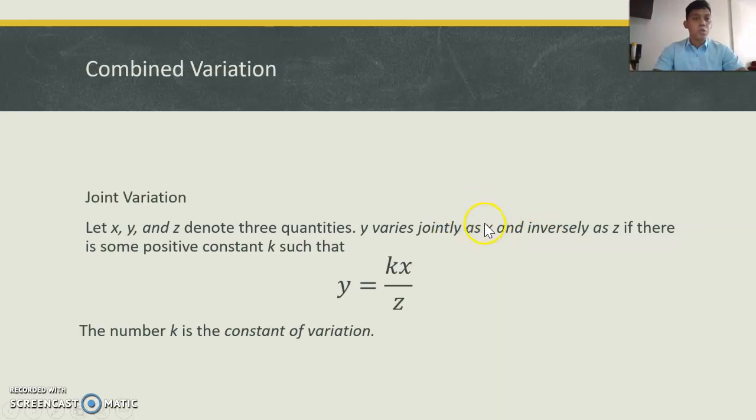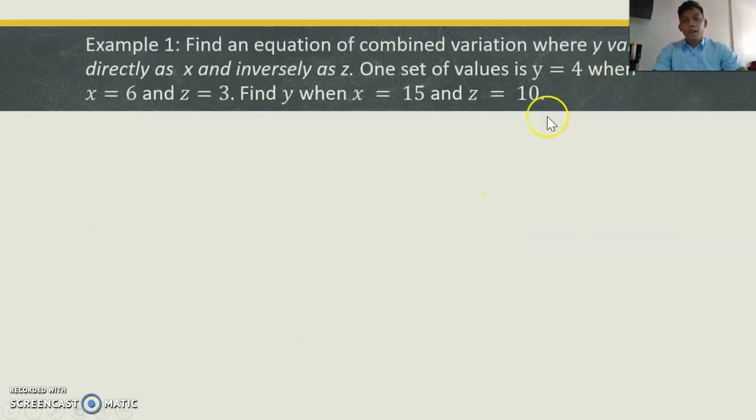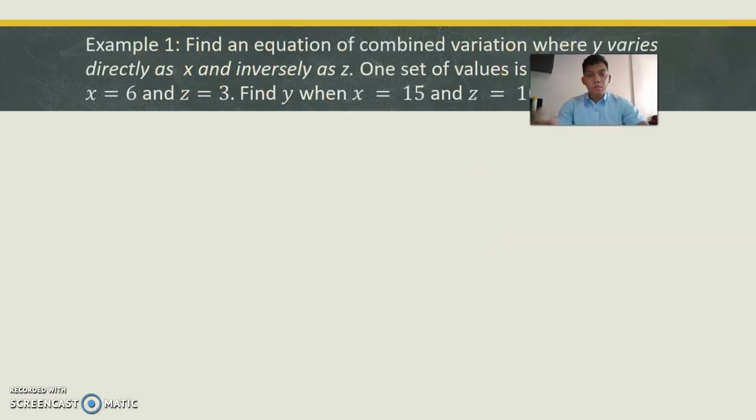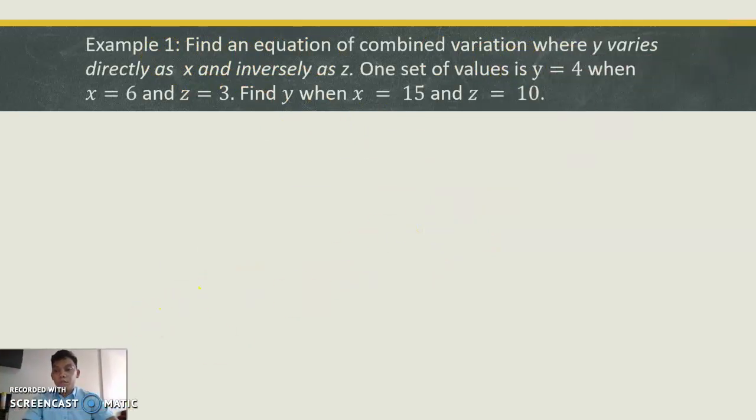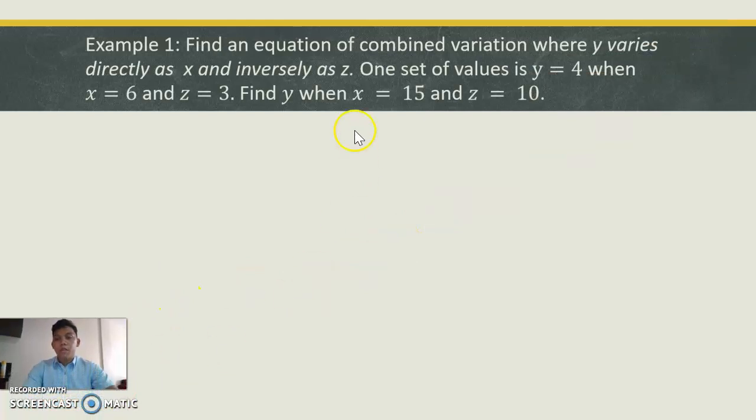Let's now proceed to the examples immediately. So first, find an equation of combined variation, where y varies directly as x and inversely as z. One set of values is y equal to 4 when x is 6 and z is 3. Find y when x is 15 and z is 10.